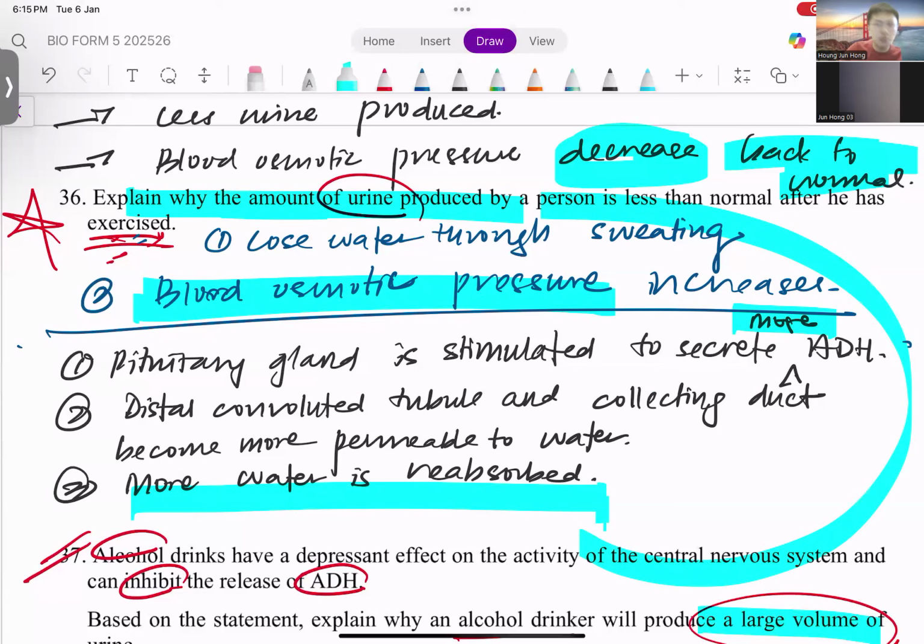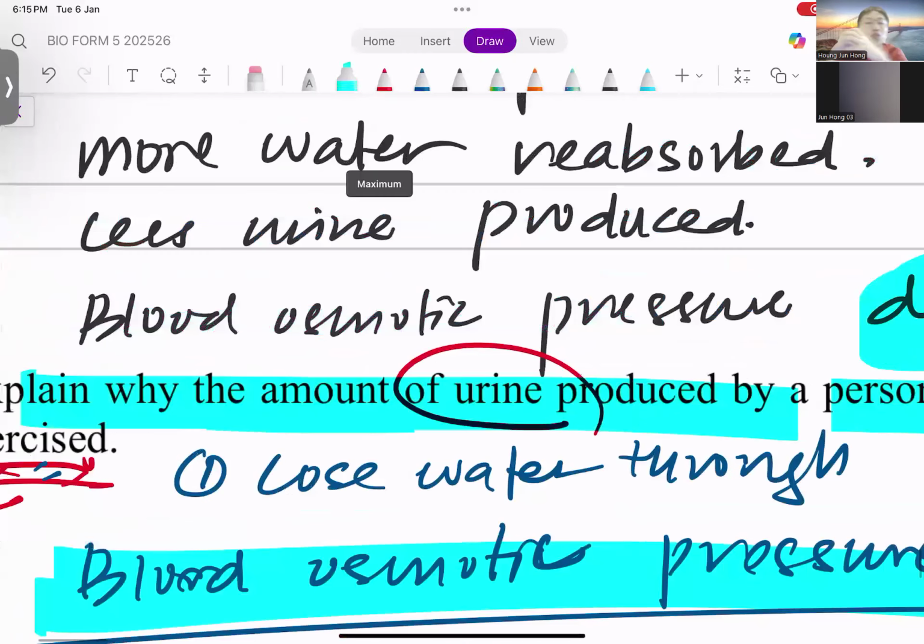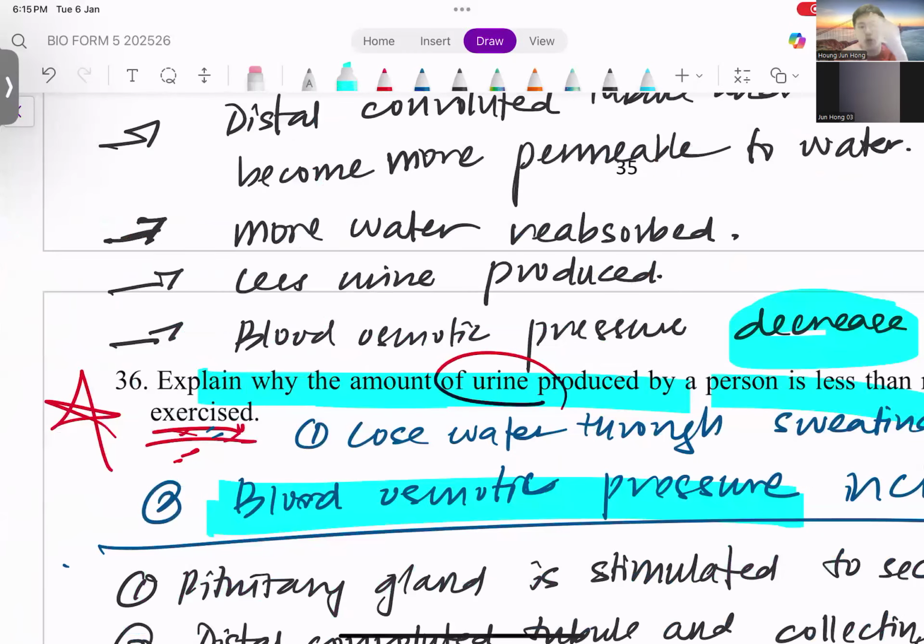But if you want to put a big conclusion, remember the big ending we always mention: blood osmotic pressure increases, then decreases back to normal. In this case, because the question asked for the amount of urine, you can actually stop there. You don't need to conclude it, but you can if you want. It is always a good practice to end with a big happy ending: something increases, decreases back to normal.